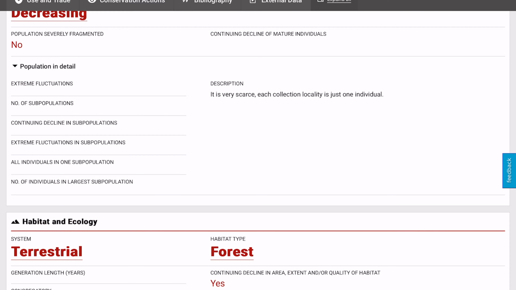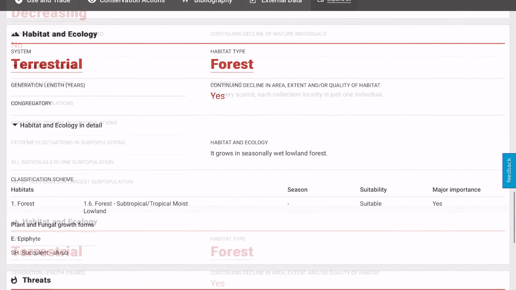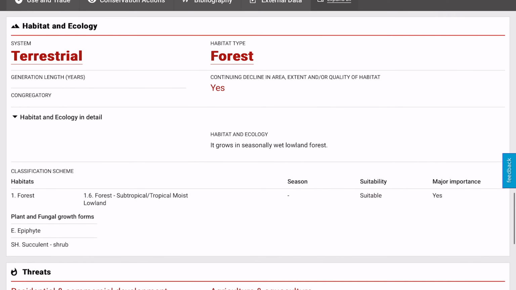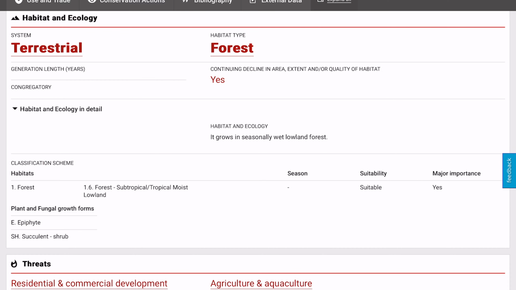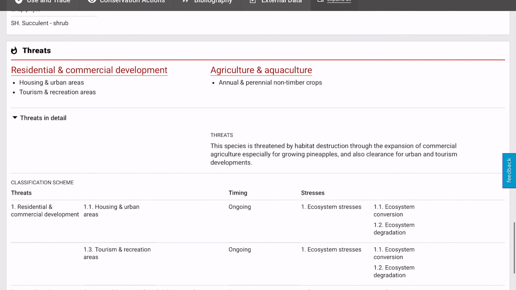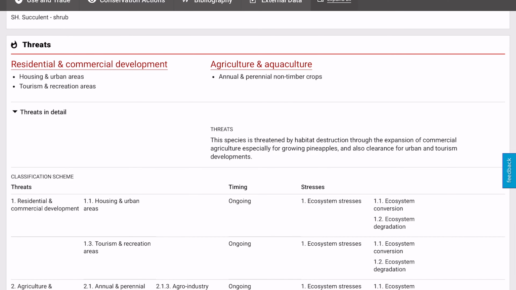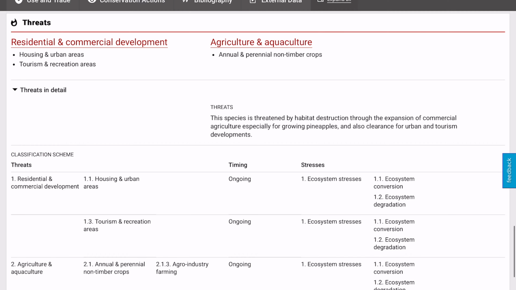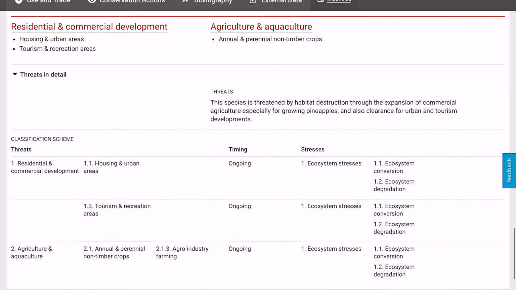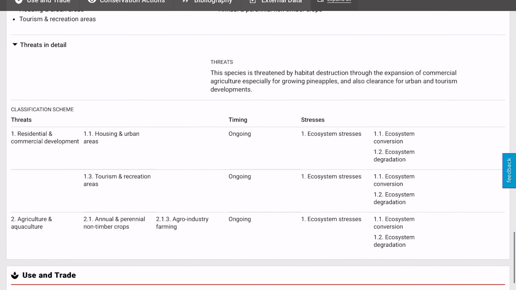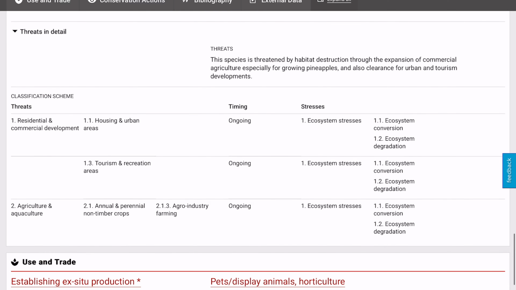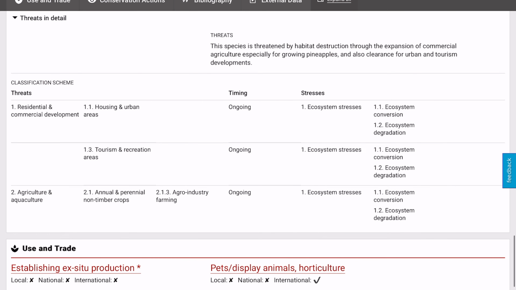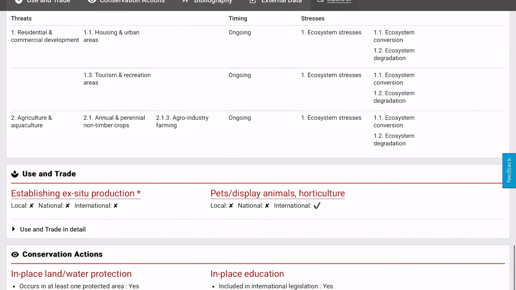And it goes on to say that it grows in seasonally wet lowland forests. So here it's got a little bit of a better description of that for habitat. It says forest, subtropical, tropical, moist, lowland. It is in fact an epiphyte, which we kind of knew. This is epiphytic cacti. Threats, it says the species is threatened by habitat destruction through expansion of commercial agriculture, especially for growing pineapples, and also clearance for urban and tourism developments.